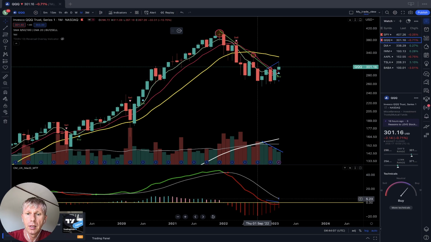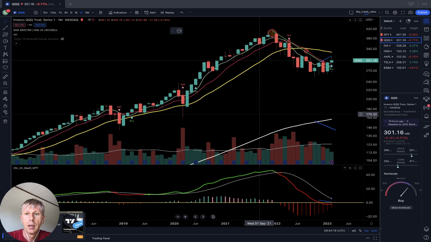MACD still bearish. Volume is decreasing. It's bearish divergences, right? Volume is decreasing on monthly time frame. And similar story. Look at that on the monthly.